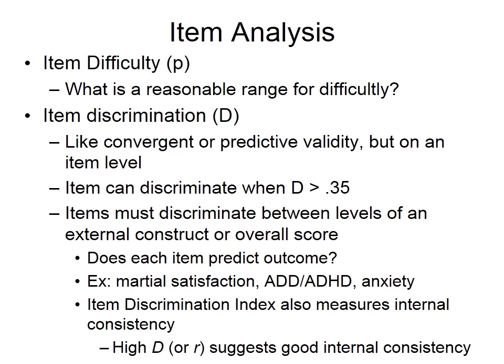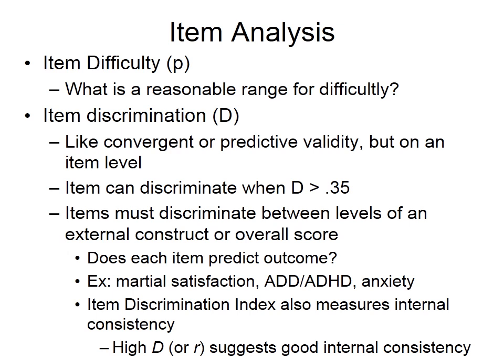A P of 0.10 means only 10% of people get that item correct, and that's a very difficult item. We also talked about item discrimination. So D, it's kind of like convergent or predictive validity, but on an item level. It's asking how much does this item actually discriminate between top and bottom performers. And generally we want to see a D of 0.35 or higher. So it's got a pretty good chance to discriminate between your top and bottom performers. Generally, almost any time we're creating a test, one of the things we want to do is predict performance on some form of life outcome, whether it's work performance, psychological function, or academic performance.